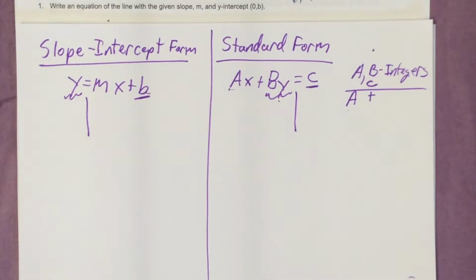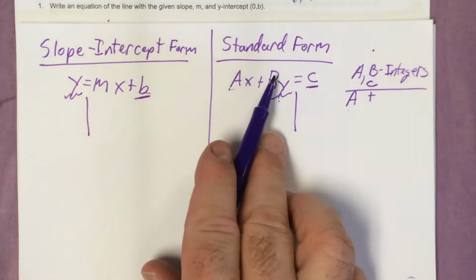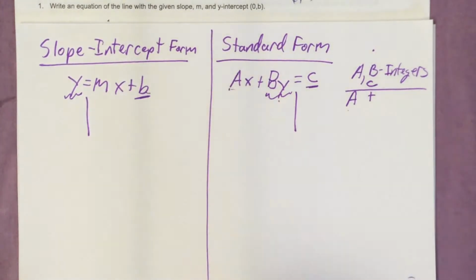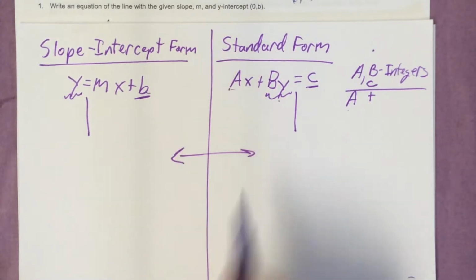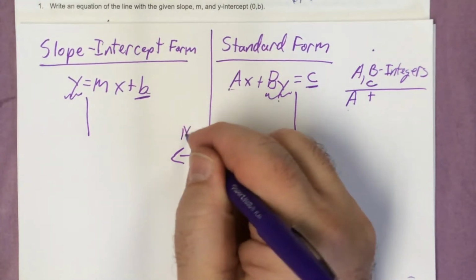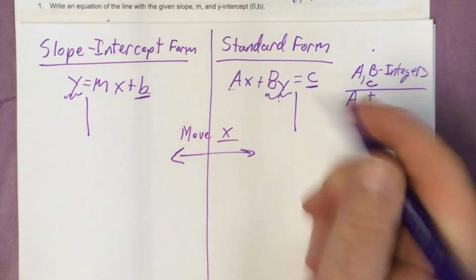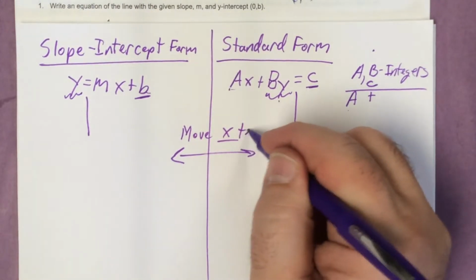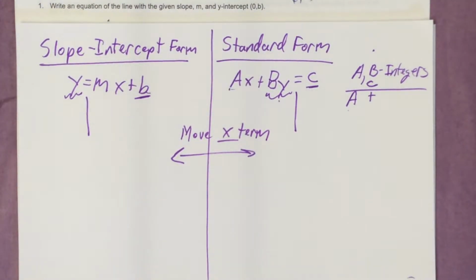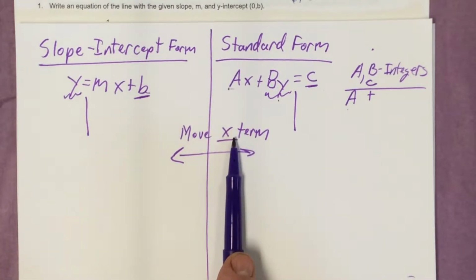So the one thing you want to focus on and know that you're always going to have to do, if you go from slope-intercept form to standard form, or from standard form to slope-intercept form, is you are going to have to move the x term. Now sometimes that x may be by itself, but there may be a number attached to it too. But when you go between the two forms, know that we're always going to have to move the x in order to do so.